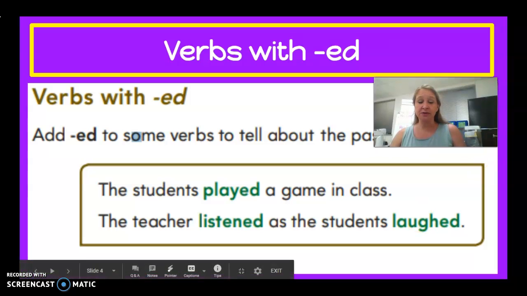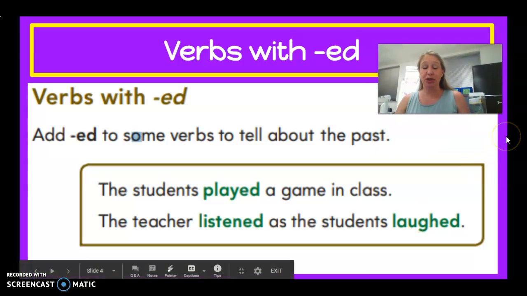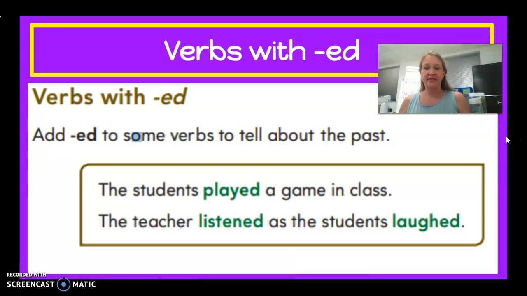Look at the examples below. It says the students played a game in class. That means it already happened. The teacher listened as the students laughed. Those two verbs have ed because they tell about the past. That's right, they tell about the past.